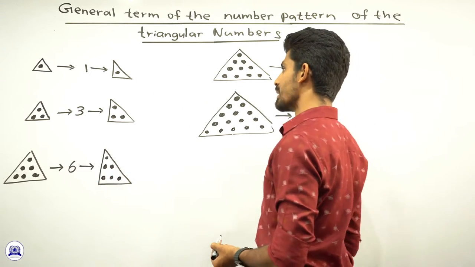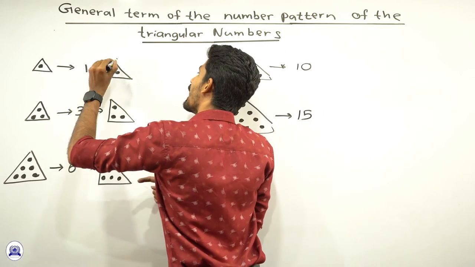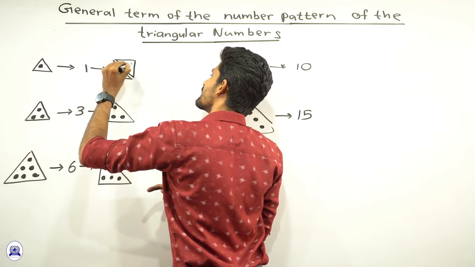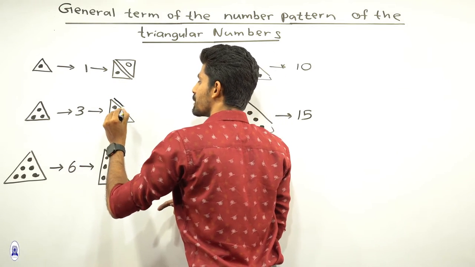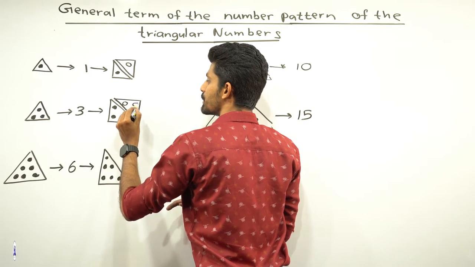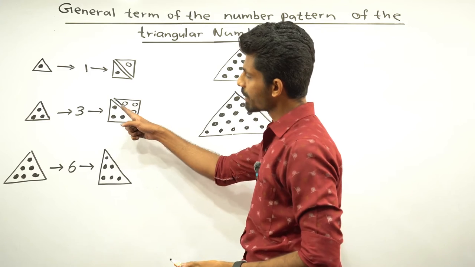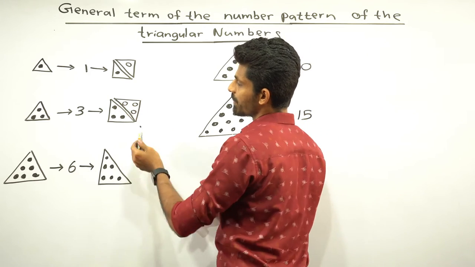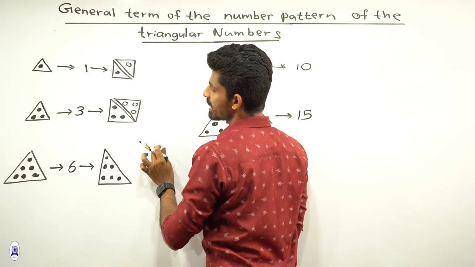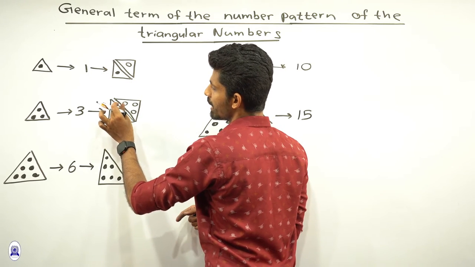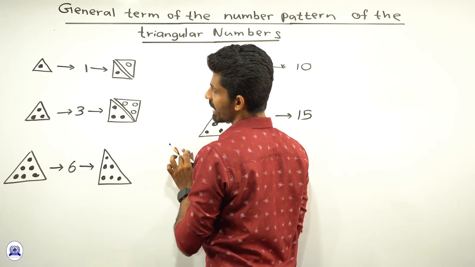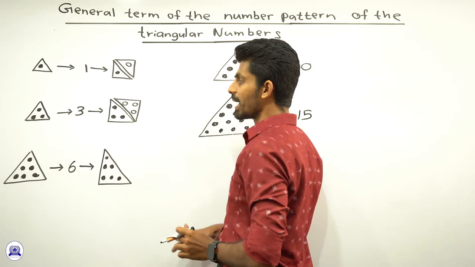Right. Look at this one. Now, I'm going to create the other part as well. This is 1. 1, 2, 3. Now look at this one. 1, 1. Right? Now look at this one. 1, 2, 3. 1, 2, 3. Right? Likewise, you can do.